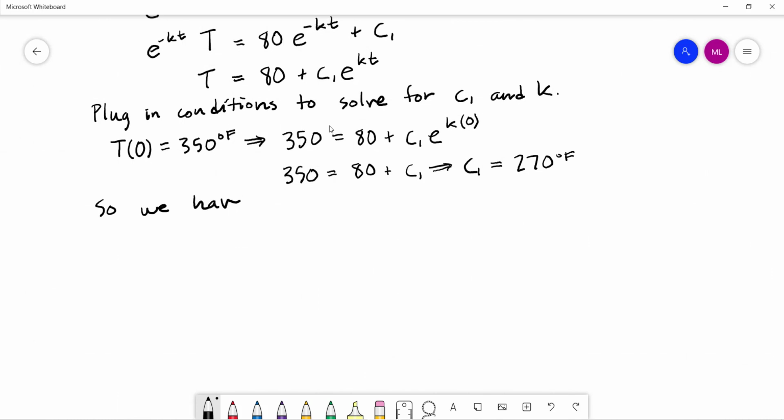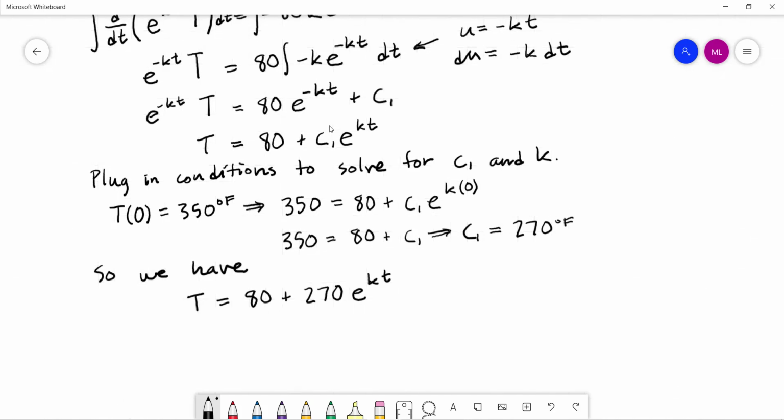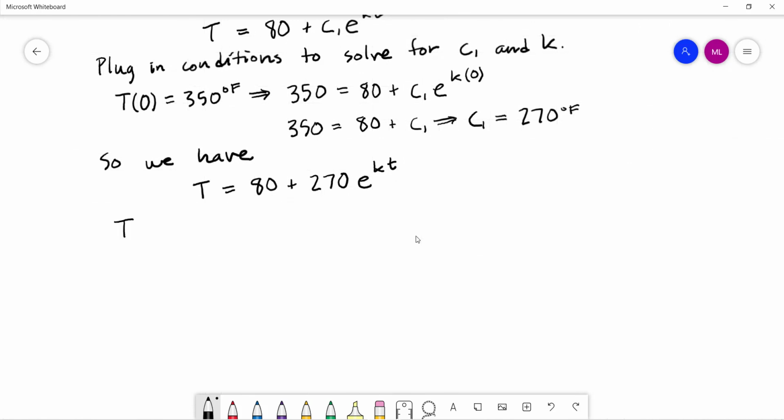So we now have that T is equal to 80 plus 270 times e to the kt, because we've found C1. So we've been able to plug in for C1 now. Now we'll use the remaining condition to solve for k. The remaining condition says that T of time 10 is equal to 150 degrees Fahrenheit. And this tells me that when I plug that in, I'll get a 150 on the left-hand side, is what we get after 80 plus 270 e to the k times 10, for 10 minutes in.